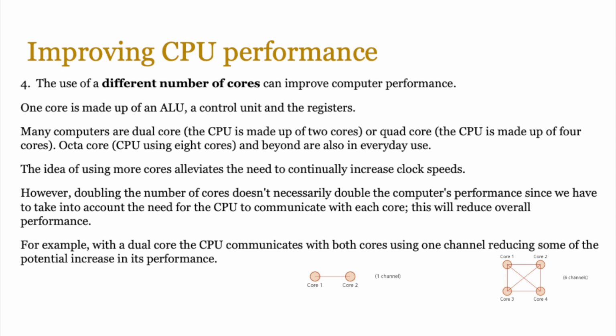Doubling the number of cores doesn't necessarily double the computer's performance, because we still need to take into account the need for the CPU to communicate with each core, and this reduces overall performance. An example is that in a dual core, the CPU communicates with both cores using one channel, therefore some of that improved performance gain is reduced. And if you've got a quad core, that basically means you are now operating between 5 possible channels, and that can take a performance hit as well.